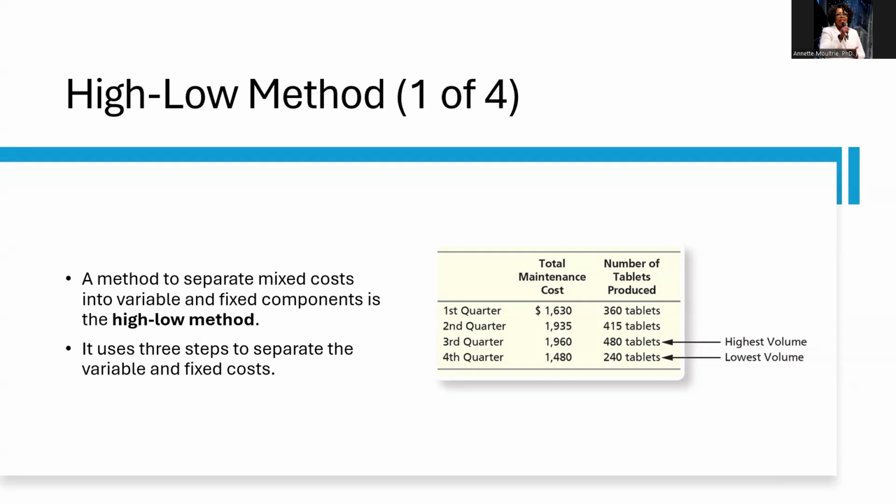So to demonstrate the high-low method, let's analyze Smart Touch Learning's manufacturing equipment maintenance costs. So reviewing data for the year, we identify that the highest activity level is what? The third quarter, where they have 480 tablets, right?